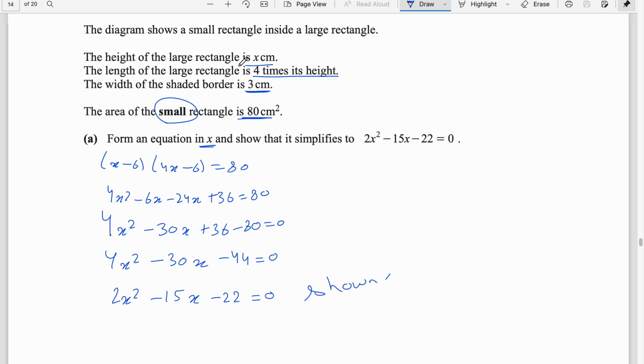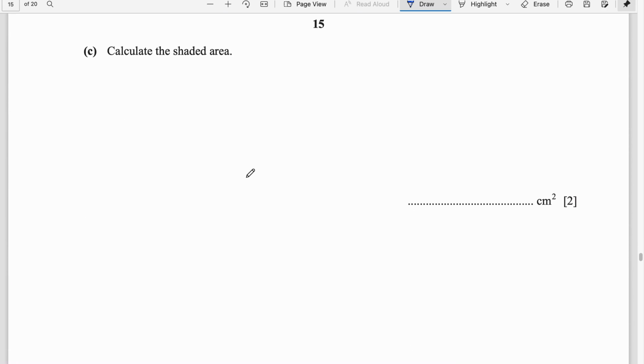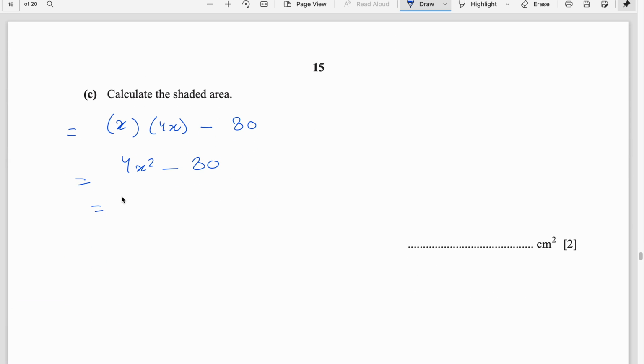Calculate the shaded area. So the shaded area is the larger area minus the area of the smaller rectangle. Larger is x times 4x and the area of the smaller is already given, which is 80. So this is 4x squared minus 80, and the value of x cannot be negative as it is a length. So we use 8.76. 4 into 8.76 squared minus 80 is 226.95, approximately equal to 227.